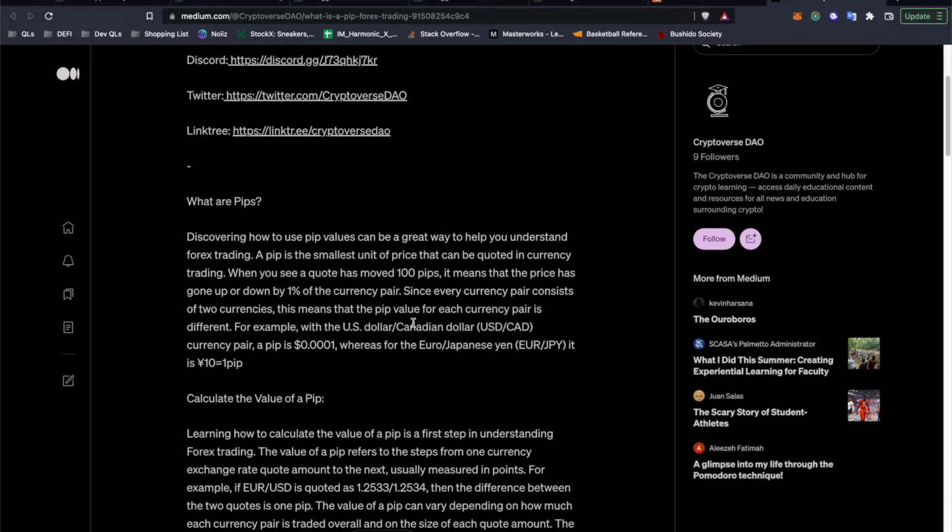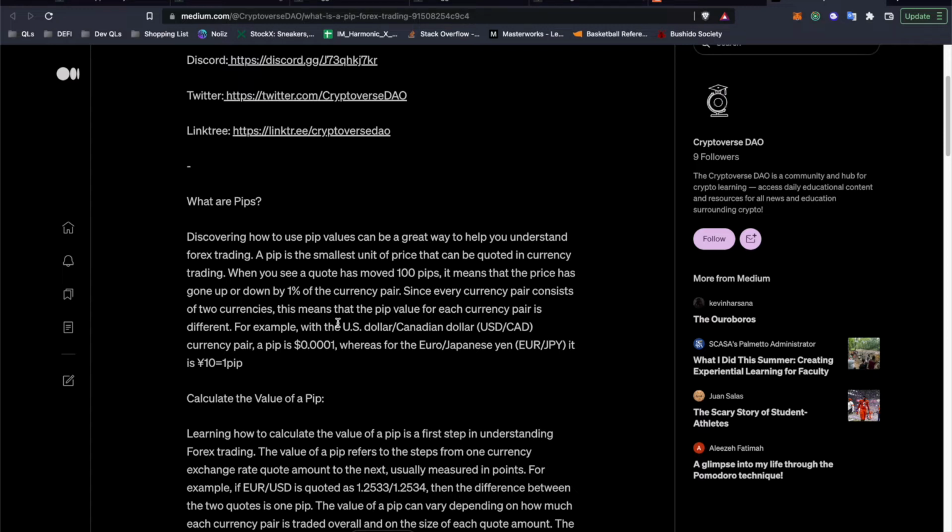So again, a pip is the smallest unit of price that can be quoted in currency trading. When you see that a quote has moved 100 pips, so when someone sets up a trade and they say, oh, you see that move, bro, that's a 40 pip move, this is what that means. What it means is that the price has gone up or down by, for 40 it would be 0.4% of that currency pair. If it's 100 pips, it would be 1% of that currency pair. The price has moved up or down by a percentage of it.